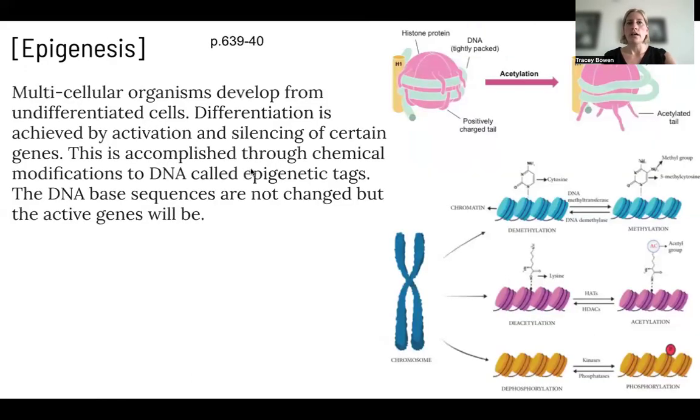So epigenesis is multicellular organisms have developed from undifferentiated cells, and differentiation is achieved by activating and silencing certain genes. We've talked about how a caterpillar has the same DNA as a butterfly, but they look very different. And so certain genes have been activated and certain ones have been silenced and result in the differences that we see. So this is achieved through chemical modifications to the DNA, and those are called epigenetic tags. And the DNA-based sequences are not changed, but what genes are active will be changed.